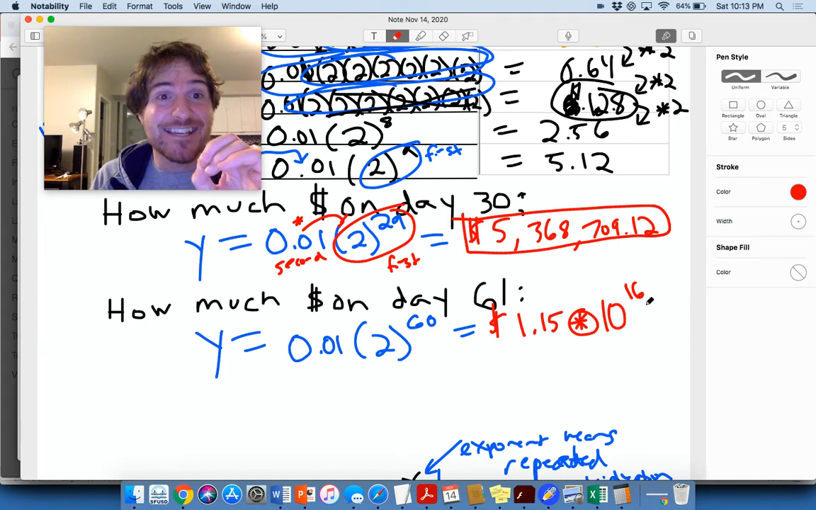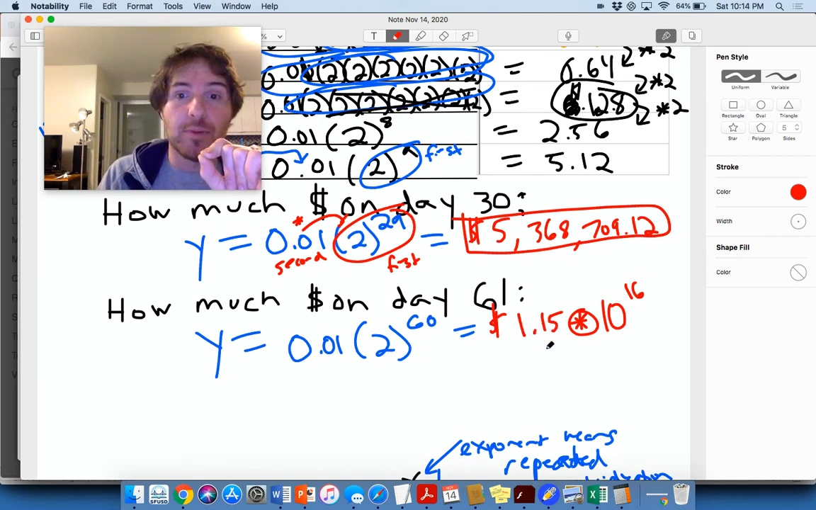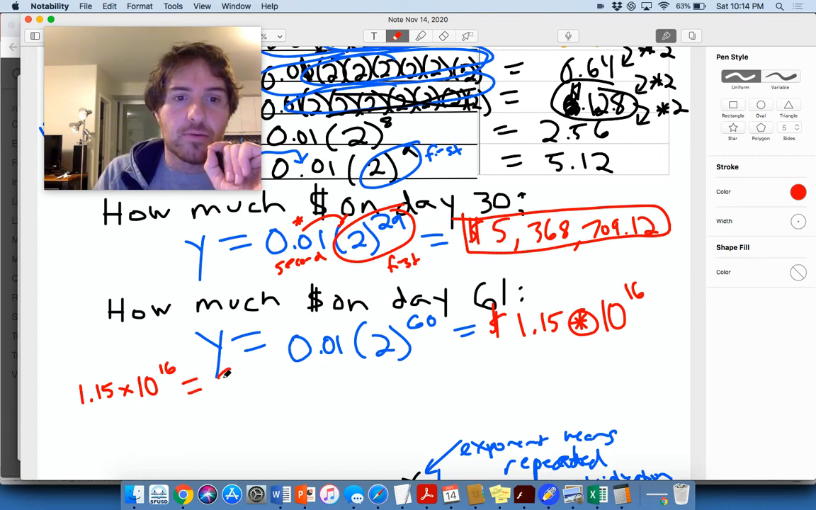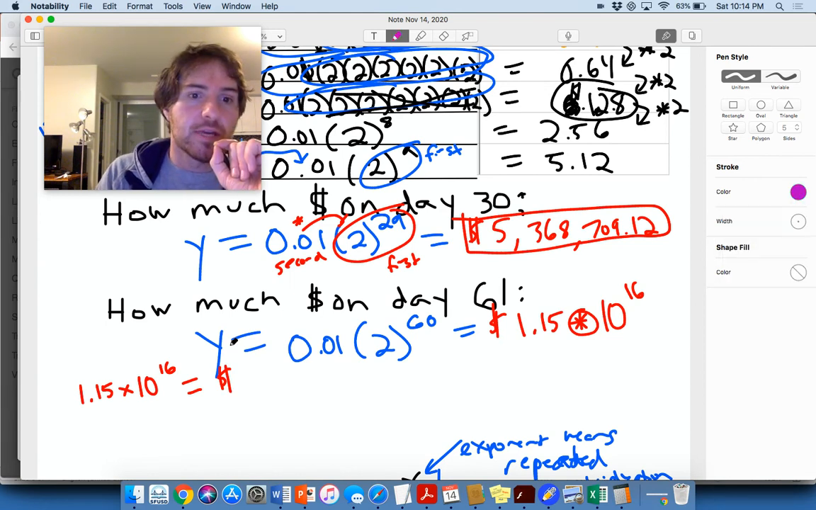Okay. 10 to the 16th power means that there would be 16 zeros basically after this, or right, we'd have to move this decimal place. So let's do that real quick. This is how you change from scientific notation to a regular number. So this is 1.15 times 10 to the 16th. What I have to do to see what that's equal to, so let's see if we can get this number right here, is move this 16 spaces.